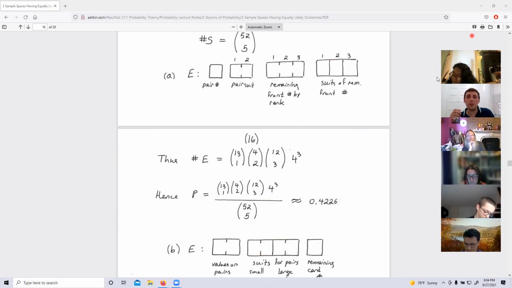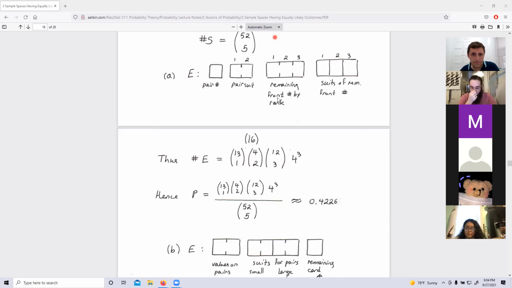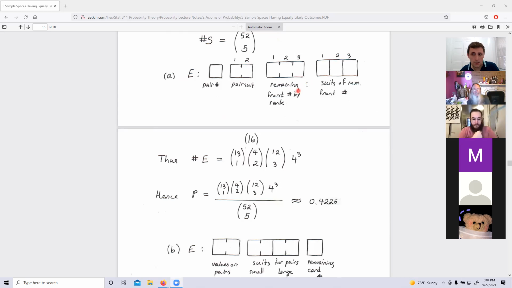Yes, right. If you're confused, guys, I'm happy to re-explain. Yes. So I think I get what 13 choose 1 is. There are 13 possible numbers, so you have to choose one of those. And there are 4 of each number, and you have to choose 2 of those.